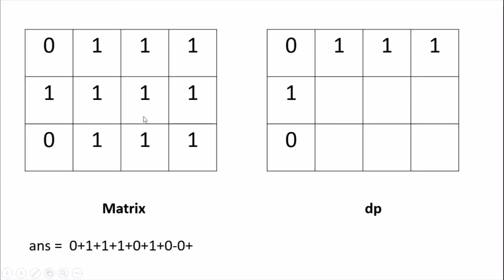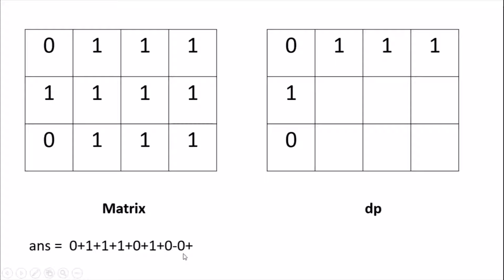Here is our input matrix. We will create another matrix dp of the same size and copy the first row and first column into the dp array, and we add the values of the first row and first column to our answer variable, since our answer variable will hold the number of square submatrices having all ones. Since these are all square submatrices of size 1, we add these to the answer. We add the whole first row, 0 plus 1 plus 1, and the first column, 0 plus 1 plus 0. Remember, we have to subtract this element since we are counting it twice in both our first row and first column.